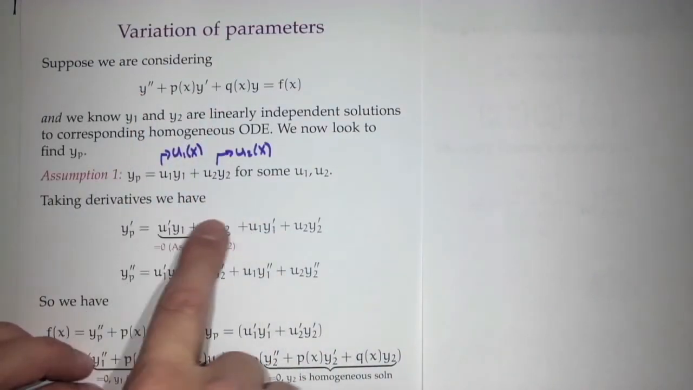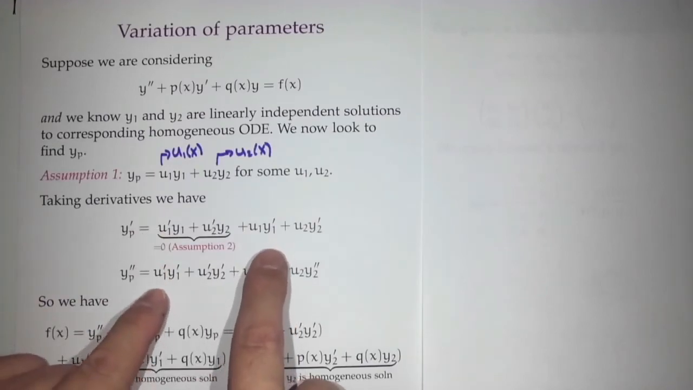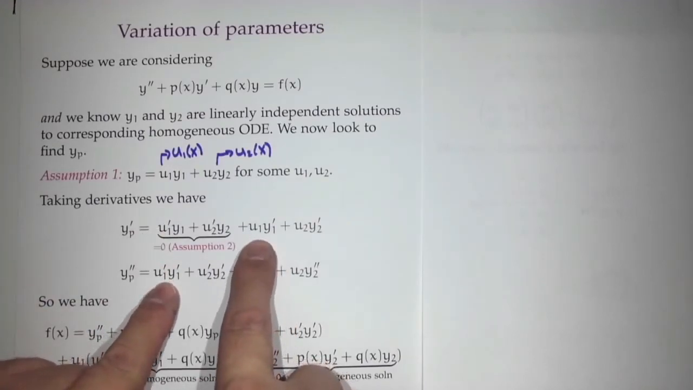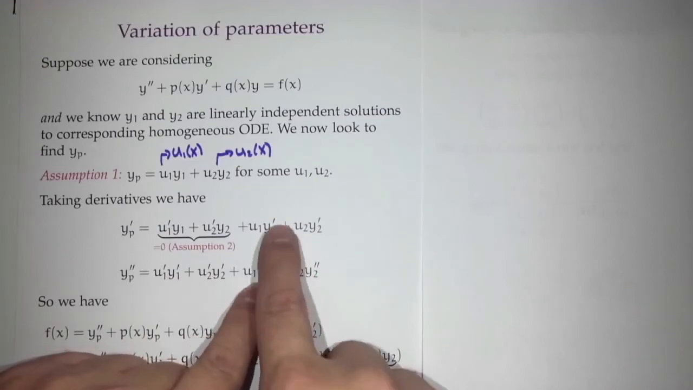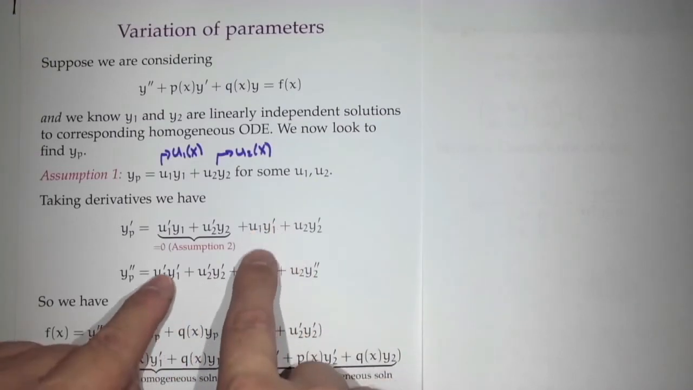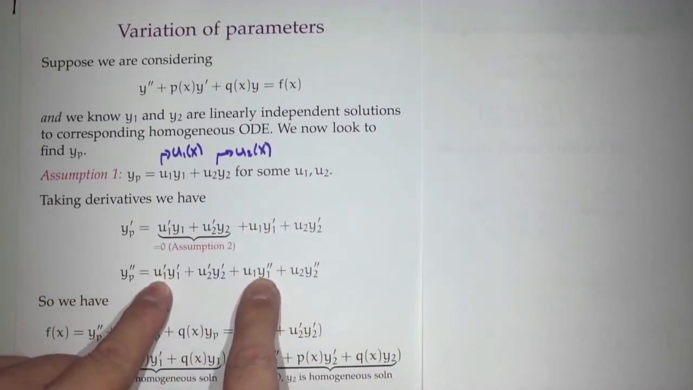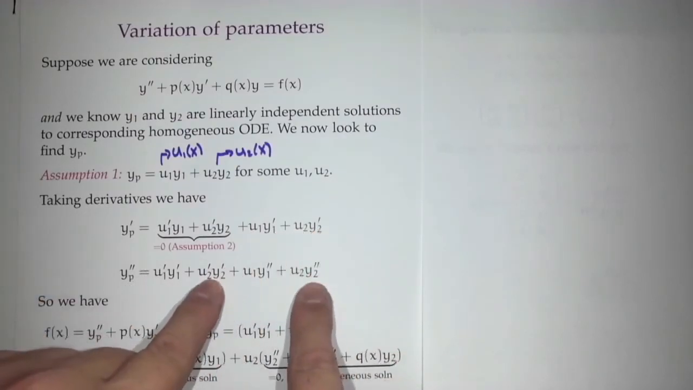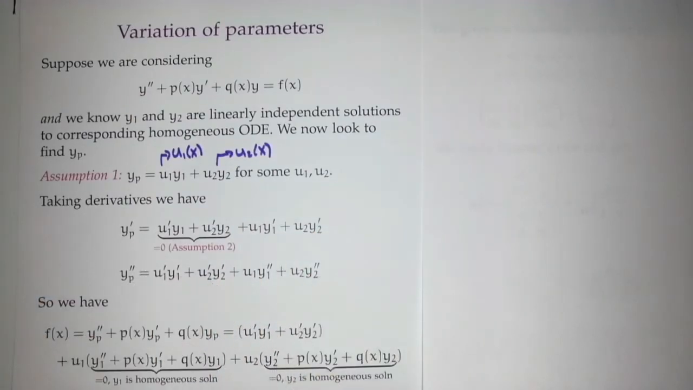We can ignore this part because it's 0. So again, we do a product rule. U1 prime, Y1 prime, then U1, Y1 double prime. So that's the product rule. Goes to those two pieces. Product rule goes to those two pieces. Okay. So now we plug in.